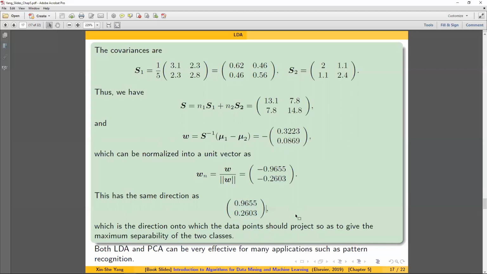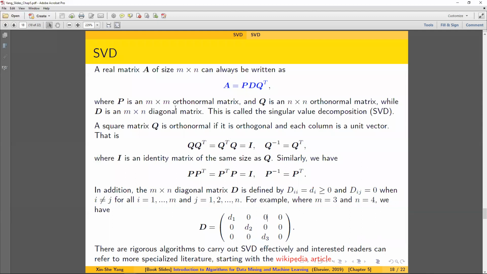Now, just as a closing, be aware that LDA and PCA can be very effective for many applications such as pattern recognition. Okay, I'll stop here for LDA. We'll come back again to continue our discussion on ICA and SVD. Thank you.